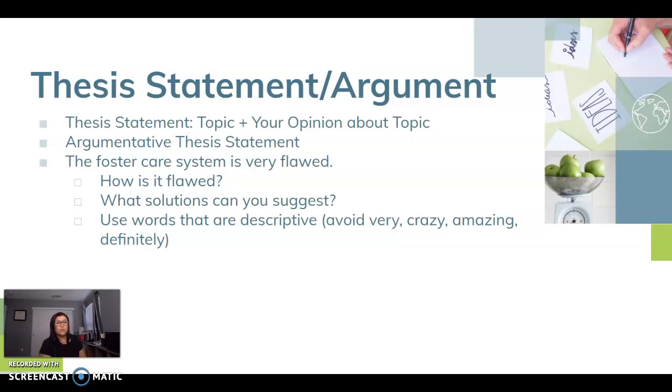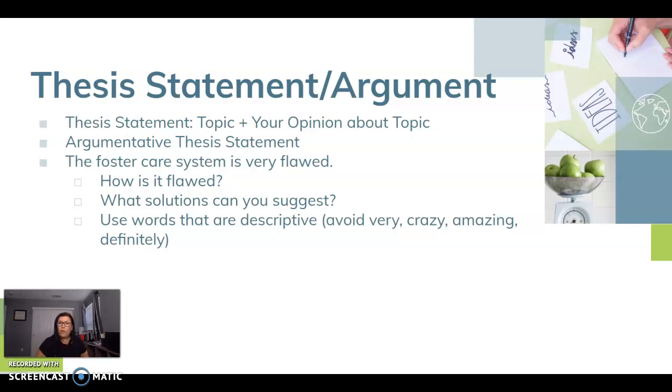And so in order to make it stronger, you'll need to be more descriptive, all right? So tell us, how is it flawed? In your opinion, what is wrong with it? How is it flawed? And be specific, right? And also perhaps, what solutions can you suggest? What can you provide as a way to either address these issues or somehow mitigate the negative effects that come from that? All right.